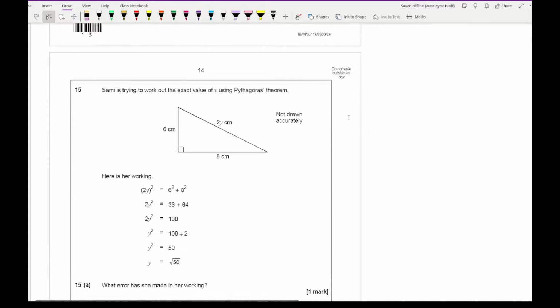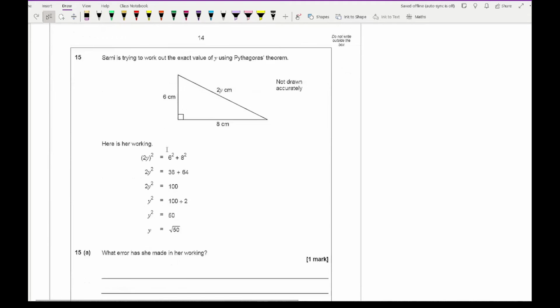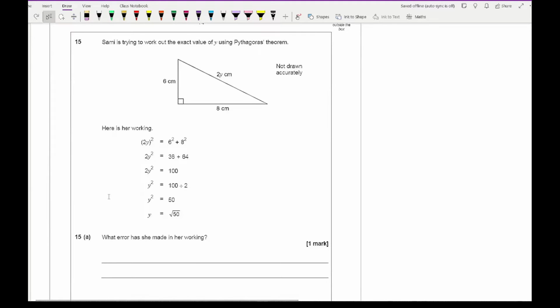So it says question 15. It says Sammy is trying to work out the exact value of y using Pythagoras. Here is her working out, and the question for part A is asking what error she has made in her working. Well, going through the steps, her error is here. When you have 2y, then 2y squared equals 4y squared, not 2y squared, which is what she has done.